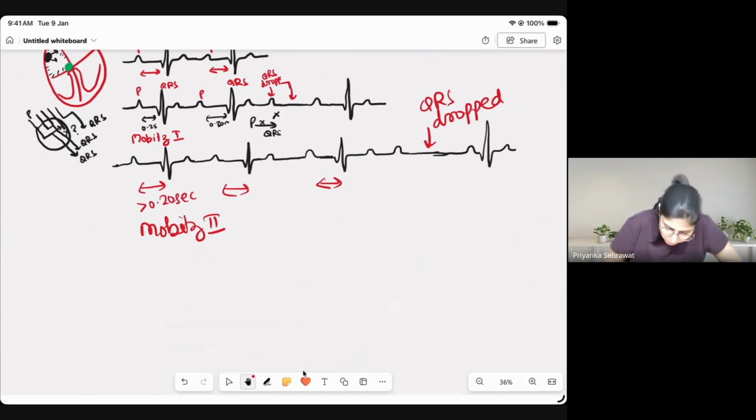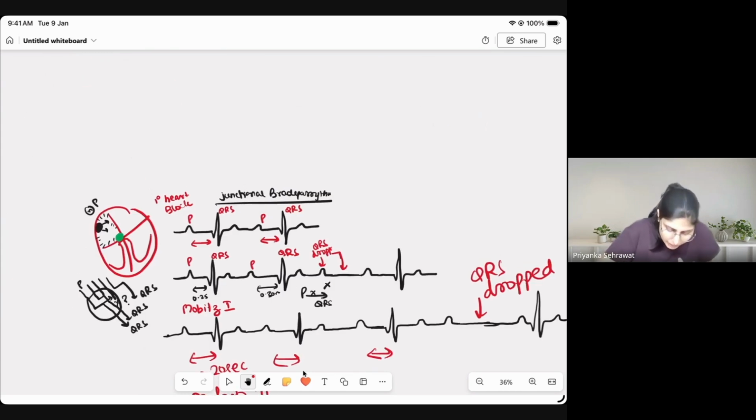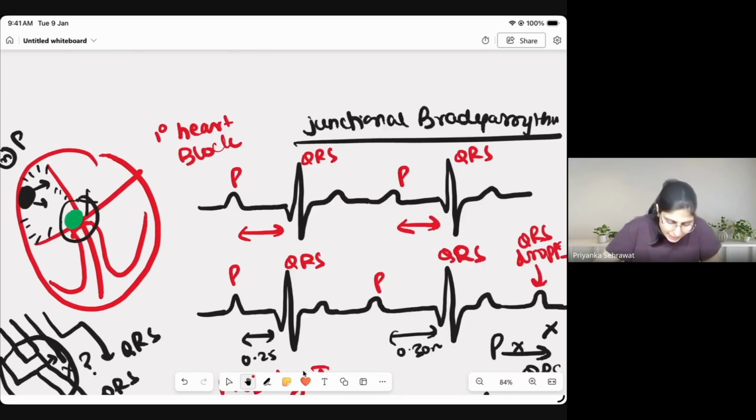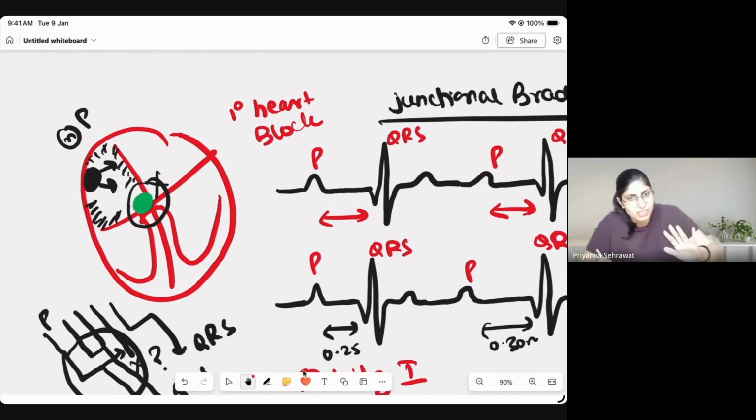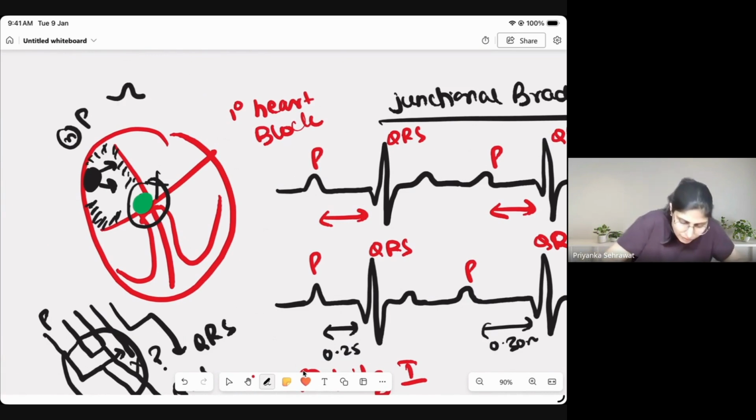What happens in third degree heart block is the AV node is not conducting at all. So what happens is that the SA node gives rise to the current, which gives rise to the contraction of atrial muscle, which is normal. So the P wave is generated.